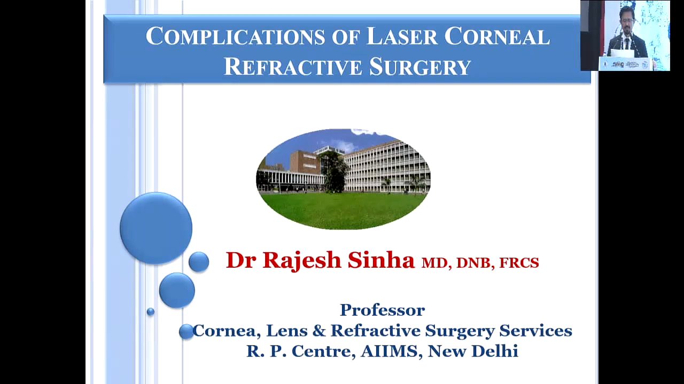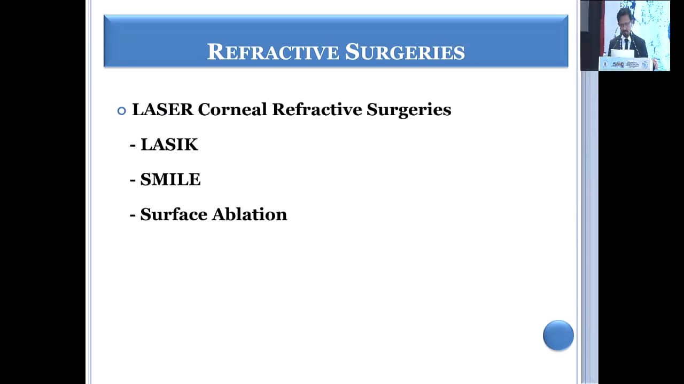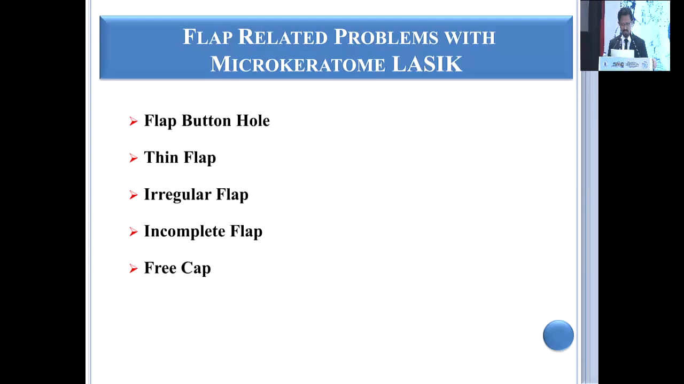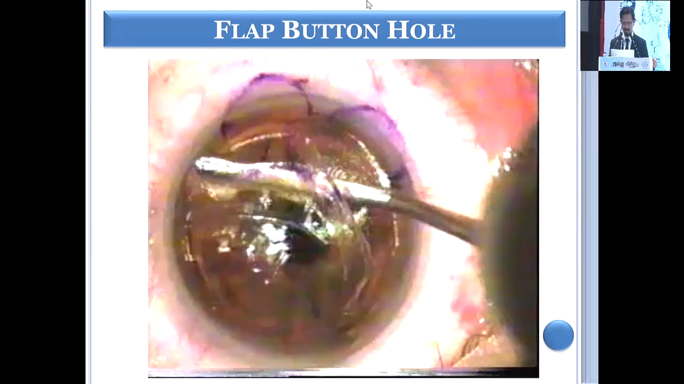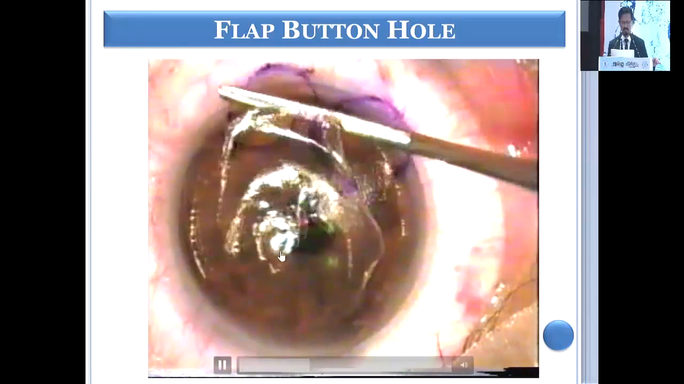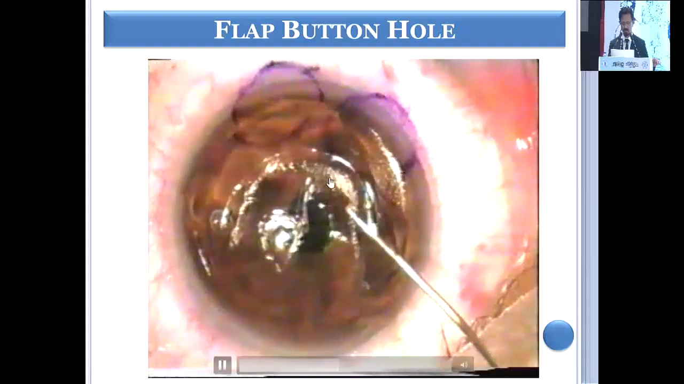It was a very nice introduction first regarding decision making in refractive procedure. And refractive procedure is safe. All these refractive procedures are very safe, but any and every procedure has some risk of complication. And I'll just be dealing with the complications of laser corneal refractive surgery, like smile, LASIK, surface ablation. So this was the whole classification that was given. So first, coming to the complications related to flap when we create in LASIK, there can be flap buttonhole. Now flap buttonhole is, as you can see here, this uncut part is there, and that is called flap buttonhole because there's a buttonhole in the flap.